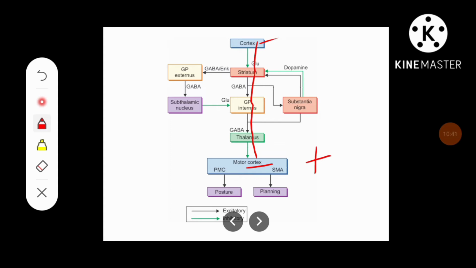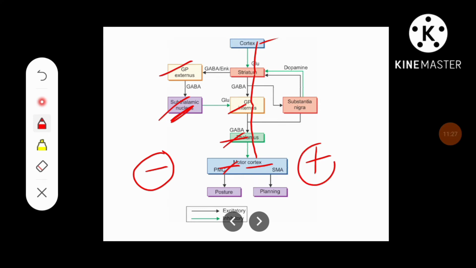Whereas in the indirect pathway, it starts from the cortex to the striatum, then goes to the globus pallidus externus, then to the subthalamic nucleus, back to the globus pallidus interna, thalamus, and to the motor cortex. Okay, so here the striatum inhibits the globus pallidus externus, and the globus pallidus externus inhibits the subthalamic nucleus. So there will be stimulation of the subthalamic nucleus, which is going to excite the globus pallidus interna, but the globus pallidus interna inhibits the thalamus, and that in turn inhibits the motor cortex. So the stimulation of the indirect pathway is always negative.